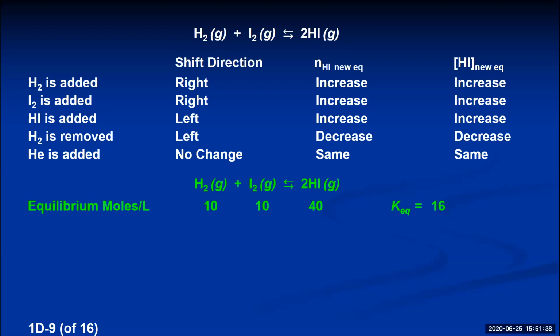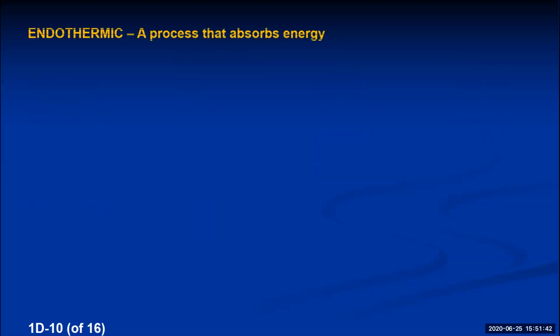So these are all effects of changing the concentration of something inside of a reaction vessel that's at equilibrium. If you have a temperature change, you have to know something else about the reaction to predict how that's going to affect the reaction. You have to know whether the reaction absorbs energy or releases energy. And we have a couple of terms describing those. Endothermic is the term we use to describe any process that absorbs energy. And if you have a process that releases energy, we call that exothermic.